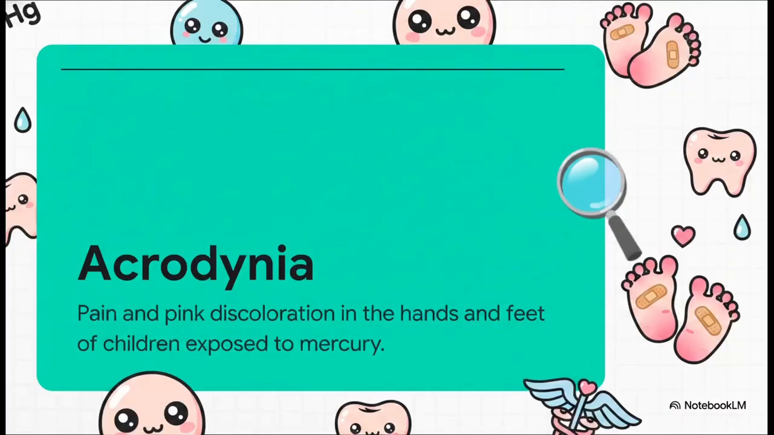And here is your specific, ultra-high-yield buzzword to memorize for the mercury category: acrodynia. If an exam question describes a child with painful, pink discoloration in their hands and feet, combined with oral issues like excessive salivation or the premature exfoliation of deciduous teeth, you are undoubtedly looking at chronic mercury exposure. Hit that answer and move on.